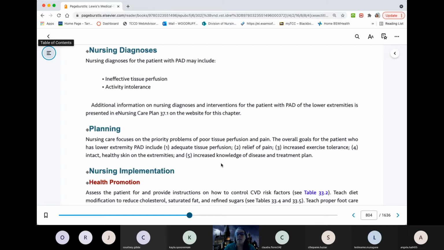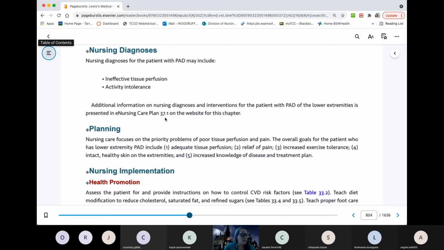So already I've kind of learned a lot, and I don't know anything about peripheral artery disease, but I know it's something wrong with oxygenation. I'm not tolerating exercise, and I'm going to have pain because one of my goals is relieving pain. So I can already start kind of picturing this patient. They have decreased blood flow. They're not oxygenating well. They don't get up and move around very well, and they have pain. So I can already start to form a picture.